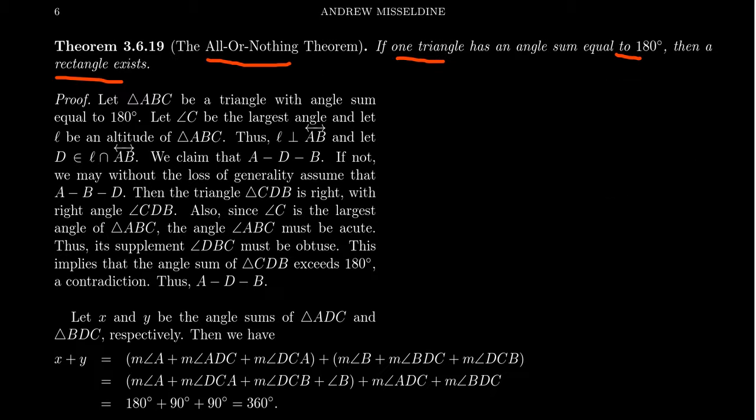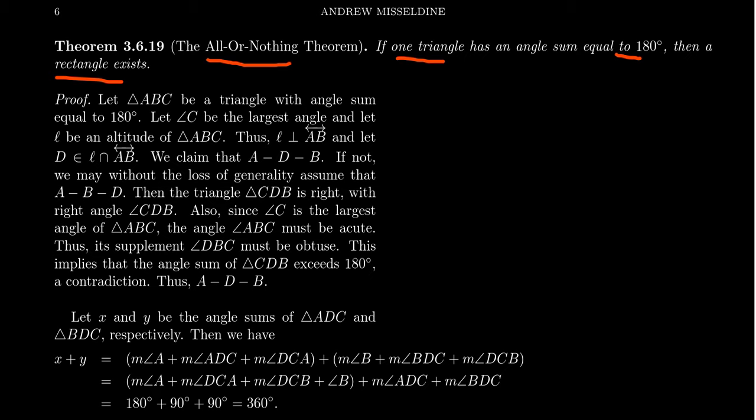All right, so let's get back to the major theorem here, the all or nothing theorem. So we're like a gambler and we're betting all on black, because that's what Batman would do. Anyways, if one triangle exists with an angle sum of 180, then all of them do. So let's first get to that argument of altitudes right here.